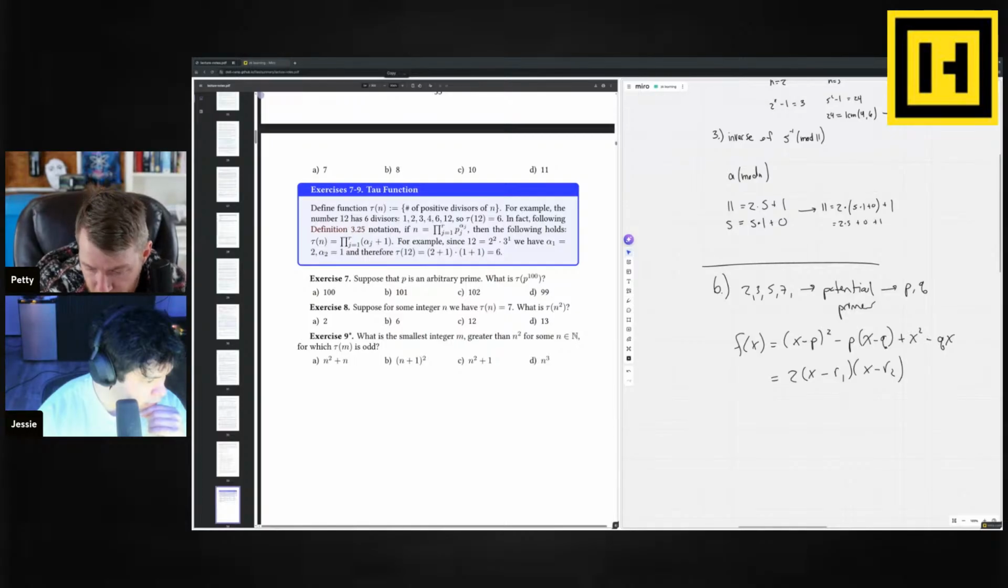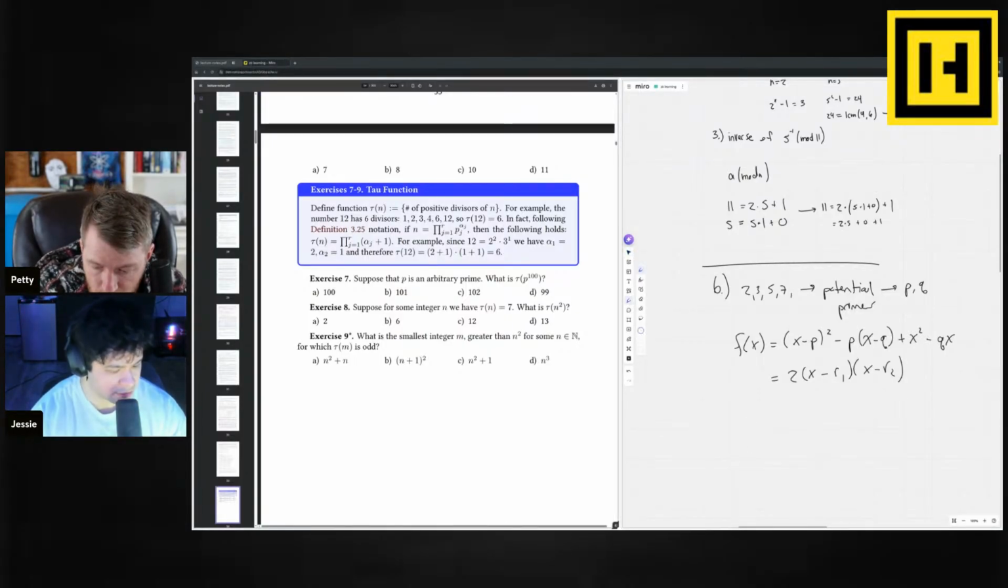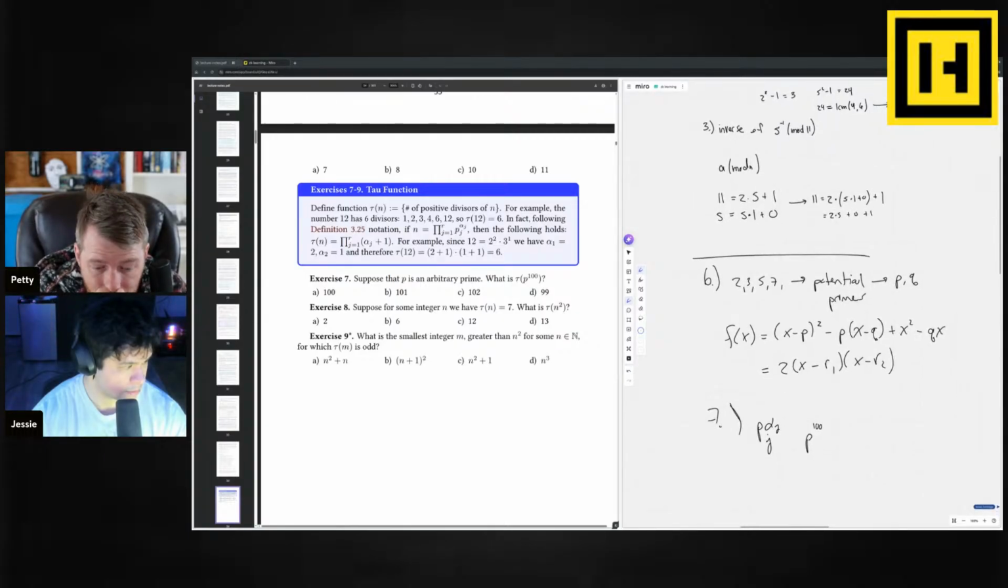So basically we have p of, oh shit. What is this, 7? I need to take a snippet of that and then put it in the Miro, and then I can work it. Grab this. So it's asking for tau of p to the 100, right? Put it over here. Can I paste it in? So we're going to decompose 100.